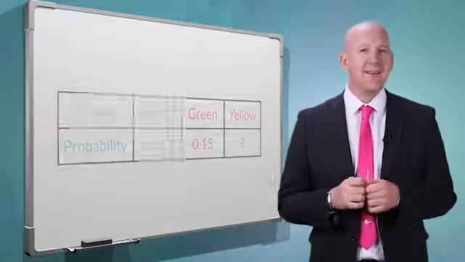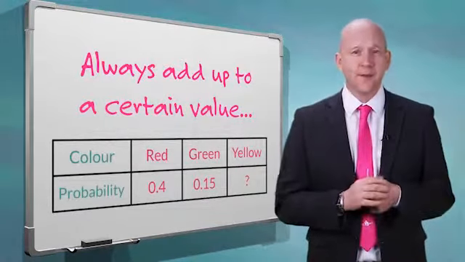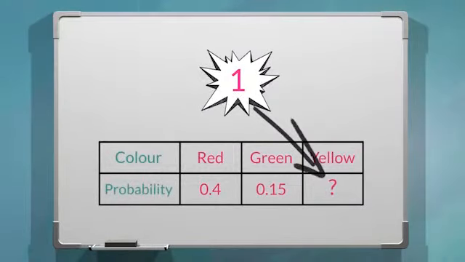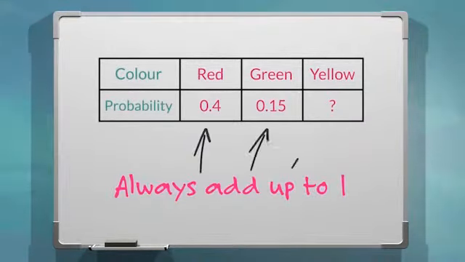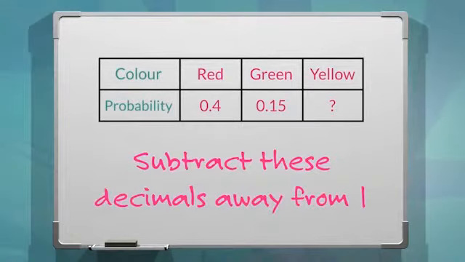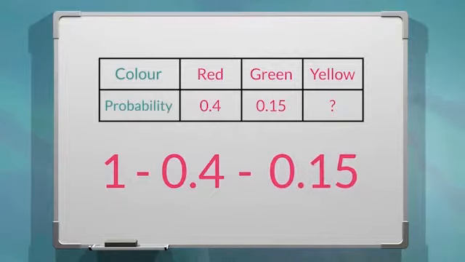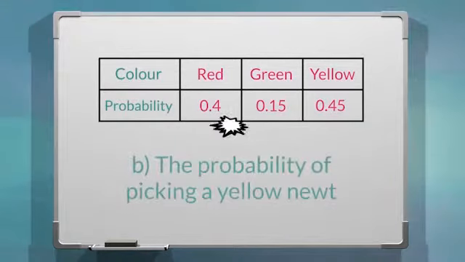An important thing to remember about probabilities in a table like this is that they always add up to make a certain value. Can you guess what the value is? If you guess 1, well done. You need to know this in order to work out the value in the blank box. So, now we know all the values add up to make 1, we can just subtract these decimals away from 1 to find the missing value. So 1 minus 0.4 minus 0.15 equals 0.45. So this is our missing value, and we need this to answer part B of the question.